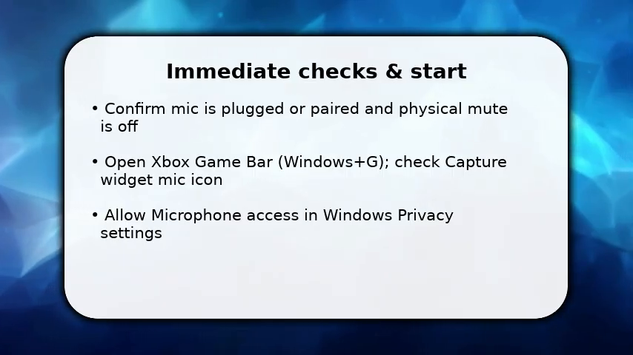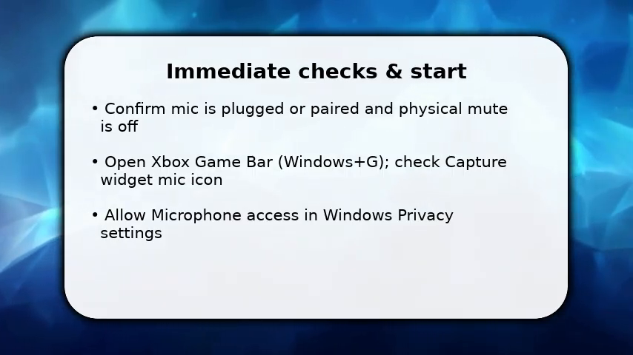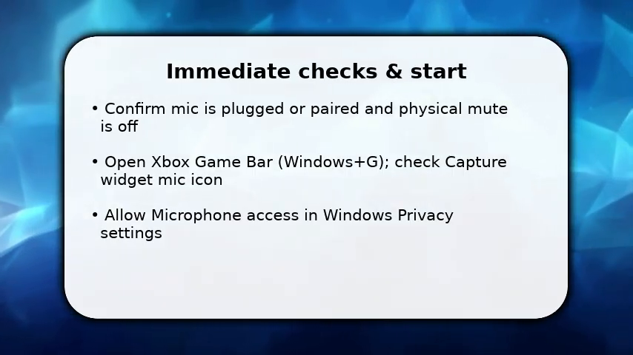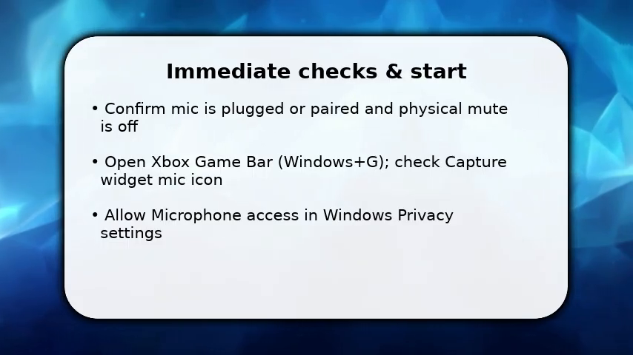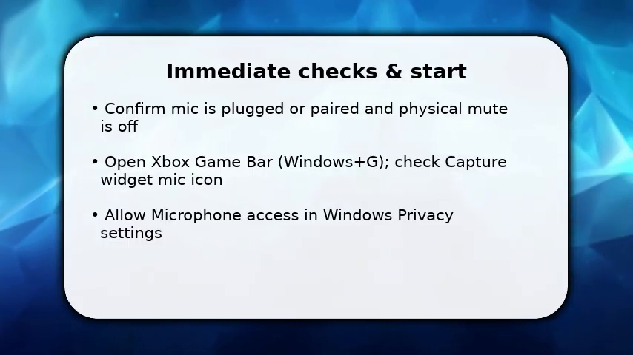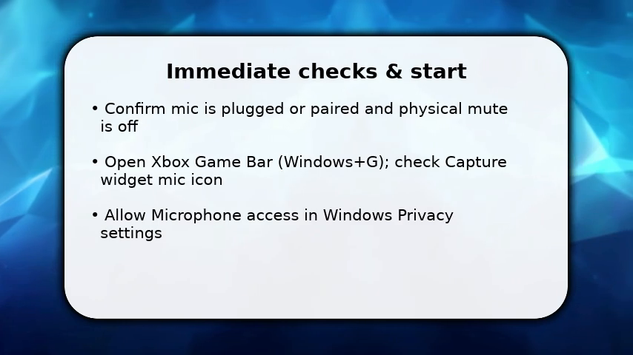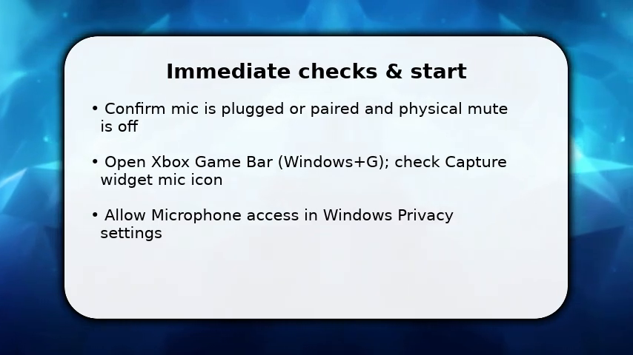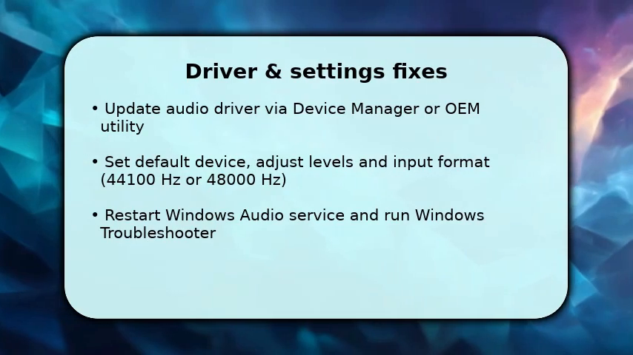Then open Settings, Privacy, Microphone and ensure apps, including Xbox Game Bar, can access the microphone. Once done, set the mic as the default input in sound settings so Game Bar uses the right device. Now correct software layer issues.